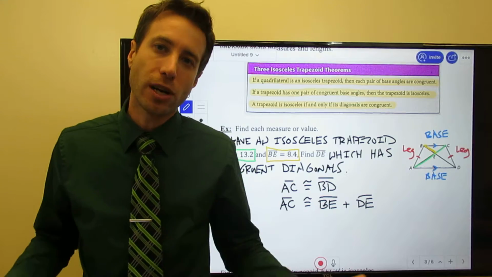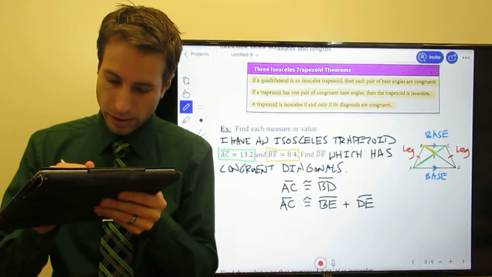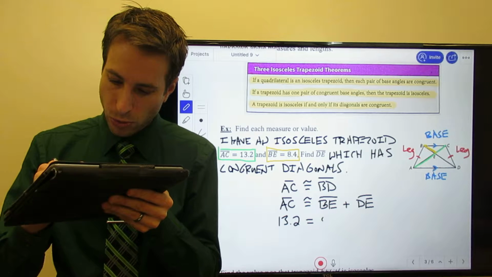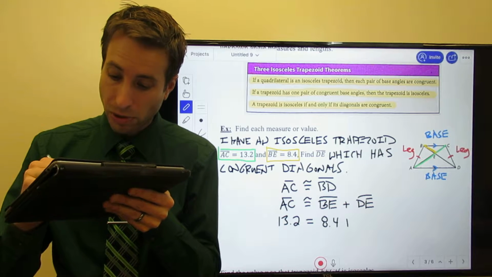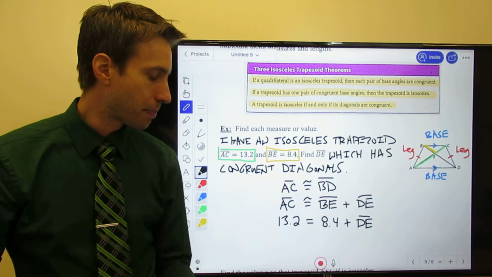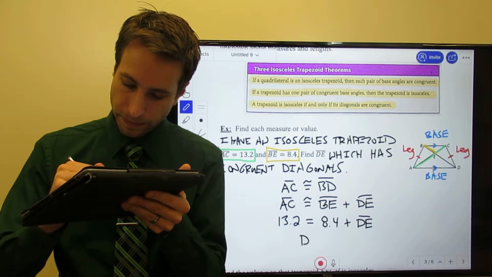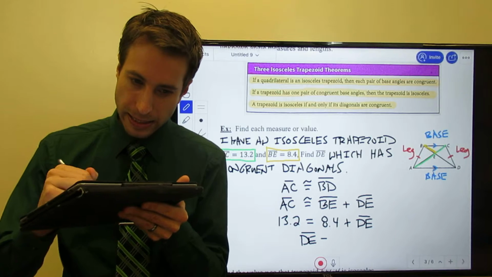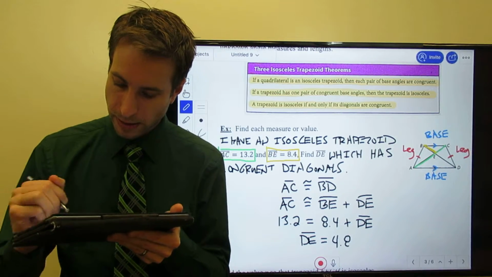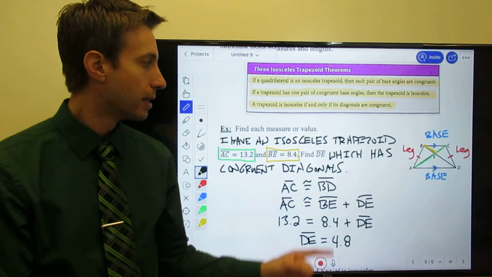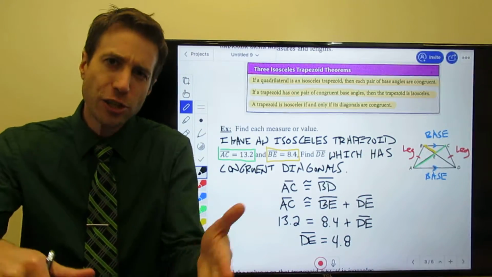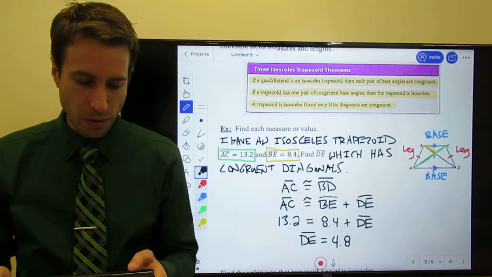Well, guys, plug and chug. Don't fat finger something on your calculators. Should be pretty easy. 13.2 has to be equal to 8.4 plus whatever DE is. Well, subtract the 8.4 to the other side, and DE must be equal to 4.8. Has to be. Why? It's an isosceles trapezoid. The diagonals must be congruent, so you find the little piece that you're missing.